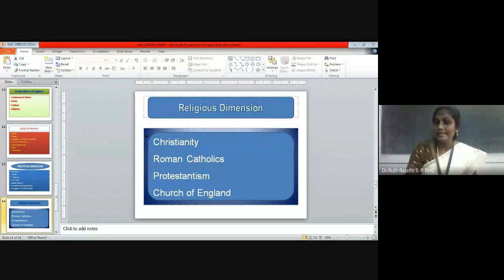And see this religion, the role of religion. So in England's history, again, the role of religion is very, very vital. Christianity is a Christian country. And when you study the progression in this religion, Christianity, we come to know Roman Catholics are the first congregation in Christianity. And people have moved to Protestantism.